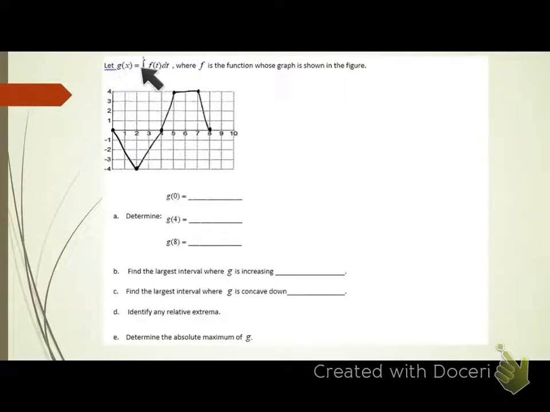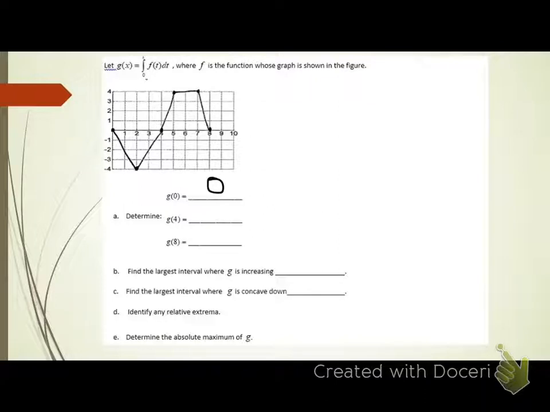It says, let g of x equal the antiderivative from 0 to x of f of t d of t, where f is a function whose graph is shown below. This is the graph of f. So if you will, this is the derivative. Find g of 0. Guys, I replaced this x with 0. What's any integral from 0 to 0? Whenever it goes from 5 to 5, from 6 to 6, it's always 0, because there is no area under the curve.